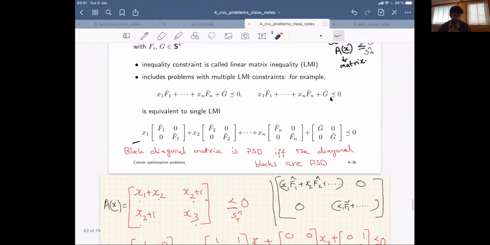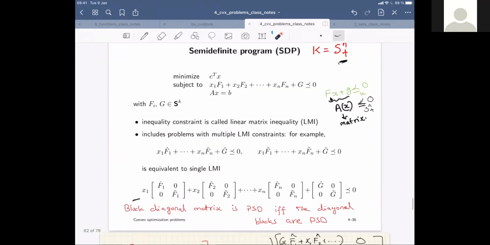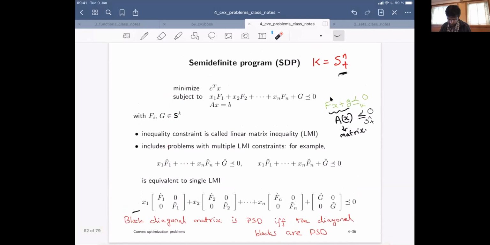So the only requirement for F is that it is symmetric. Is that correct? Yes. I forgot to mention this: this has to be symmetric.